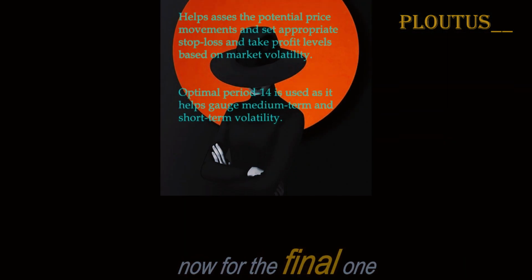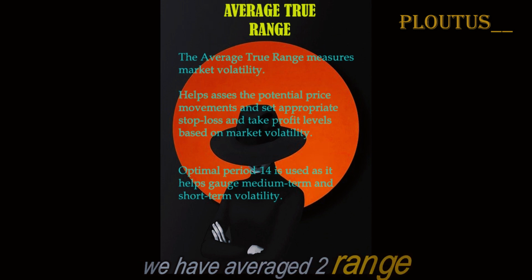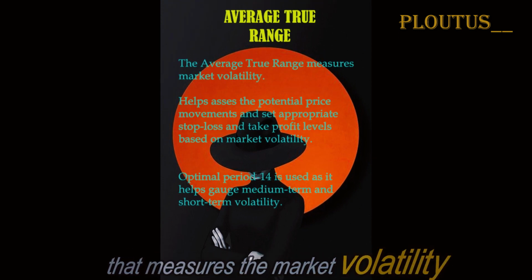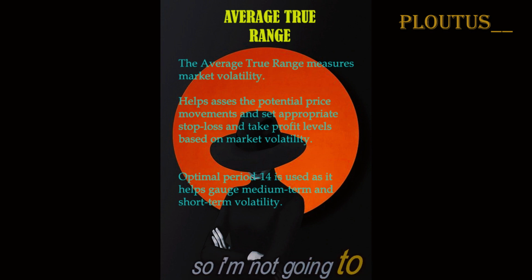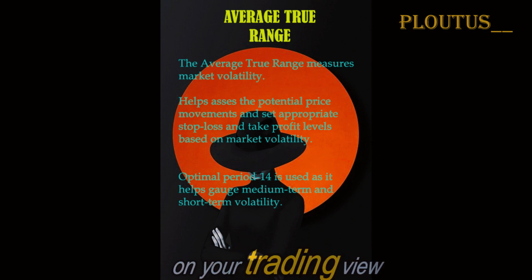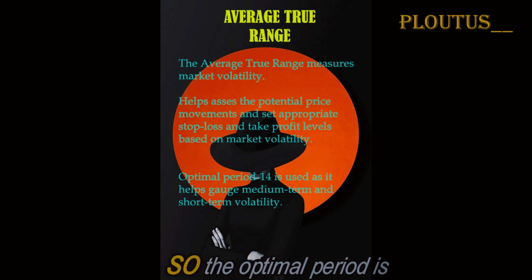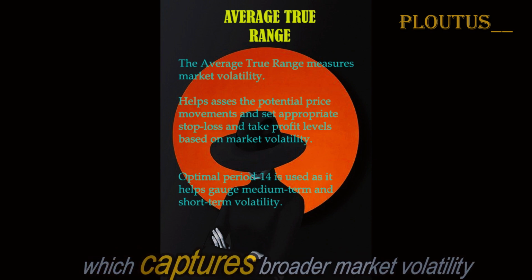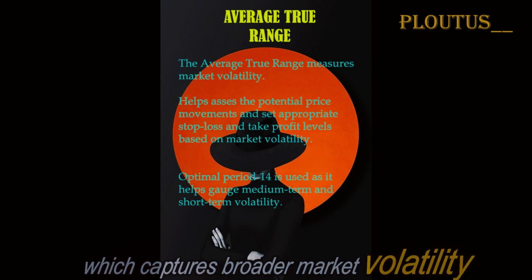Now for the final one, we have average true range. This is a technical indicator that measures the market volatility. I'm not going to dive into how it does that, but you can find it on your TradingView if you want to look at it. The optimal period is 14, but on a higher time frame like daily time frame, you can opt to use 21 or 20, which captures broader market volatility.